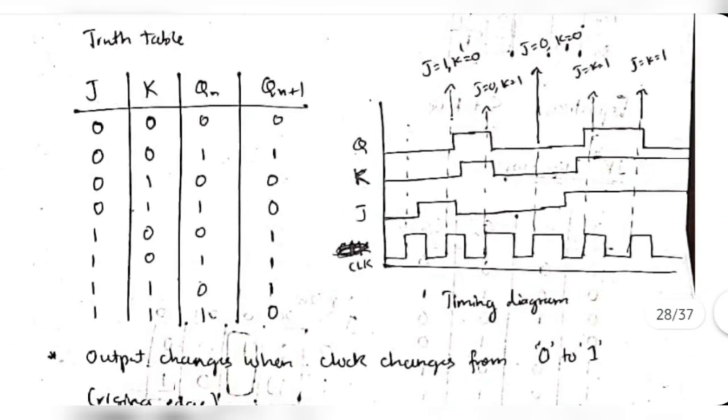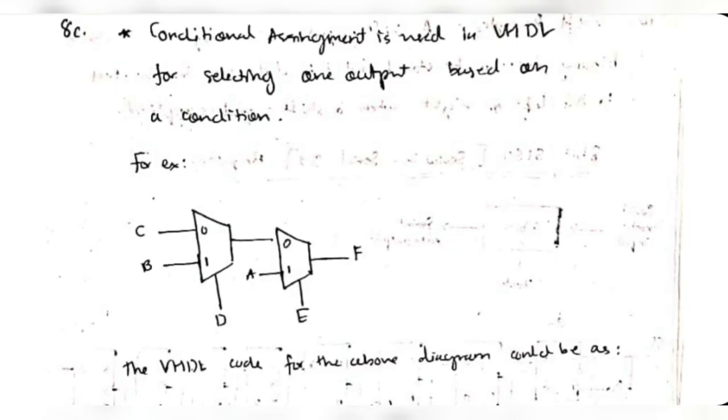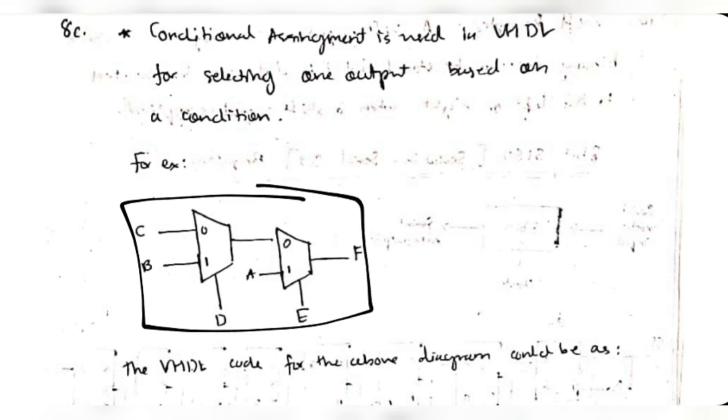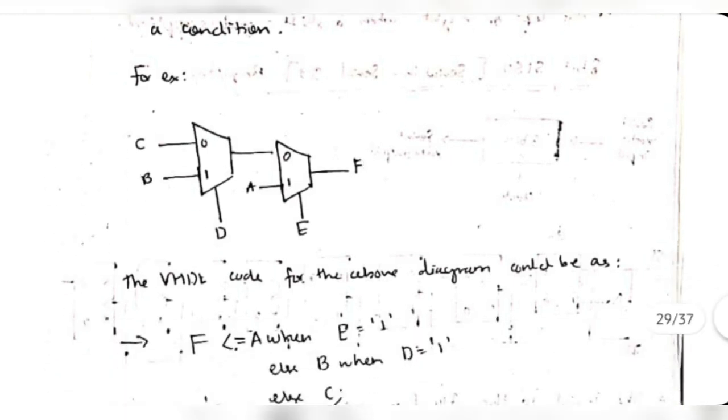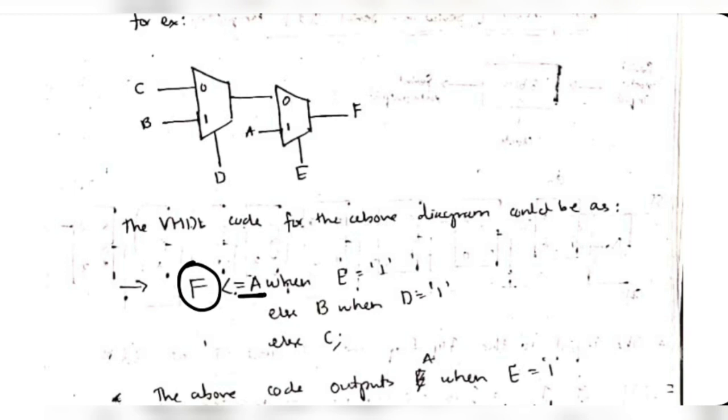That's the timing diagram. In the next question, we have to explain with an example the syntax of conditional signal assignment in VHDL. Consider this diagram here. You have two multiplexers, and the output depends on the values of D and E. In the first case, F is equal to A when E is equal to 1. When E is 1, A will be selected, right? So we will be writing it this way: select A when E is 1.